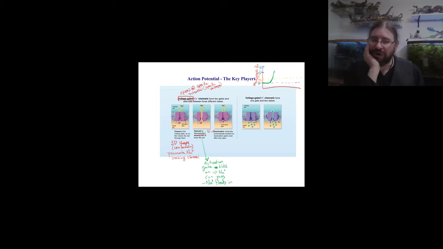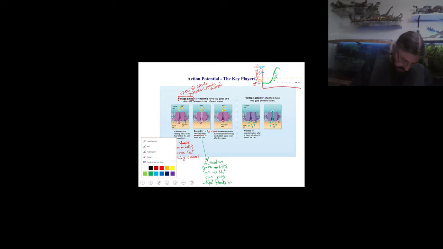So as we approach zero, we call it depolarized. So it depolarizes. And it will even go up above zero, and the inside will become a little bit more charged than the outside as sodium floods in. And that is another voltage gate threshold.